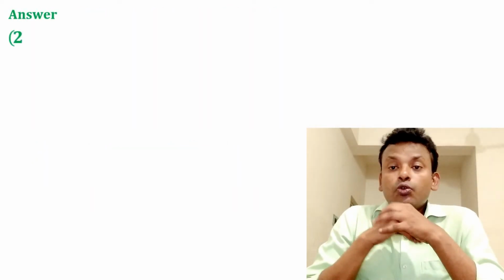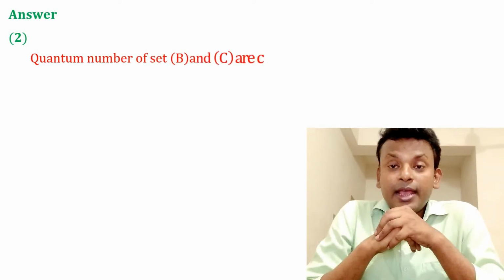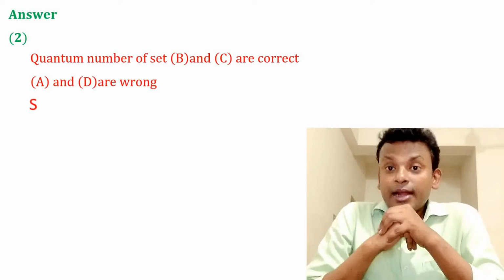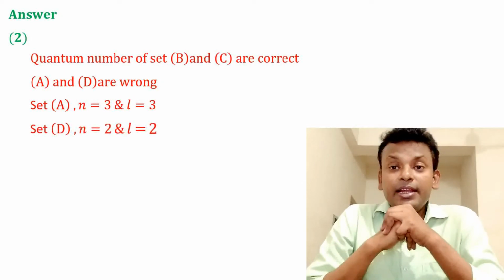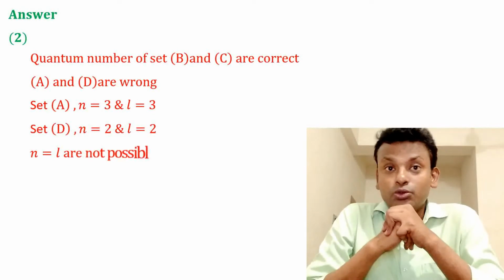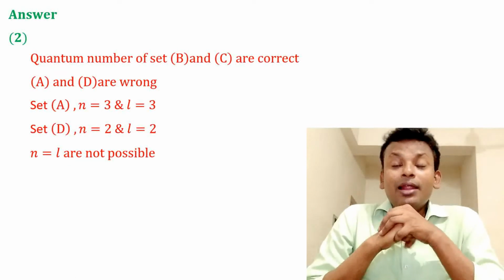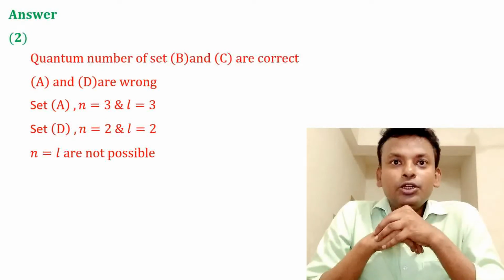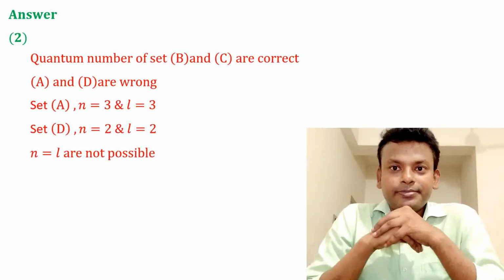Answer: the quantum numbers of sets B and C are correct. A and D are wrong. In set A, n equals l, l equals 3, and in set D, n equals 2 and l equals 2. We know that n equals l is not possible. So the answer is 2, that is B and C are correct.